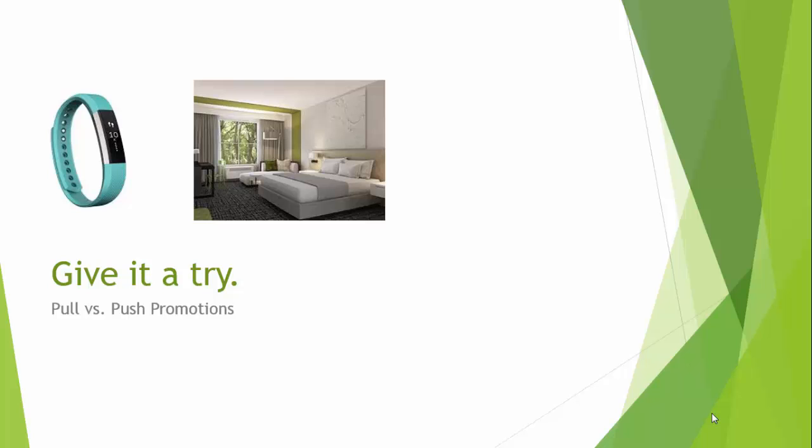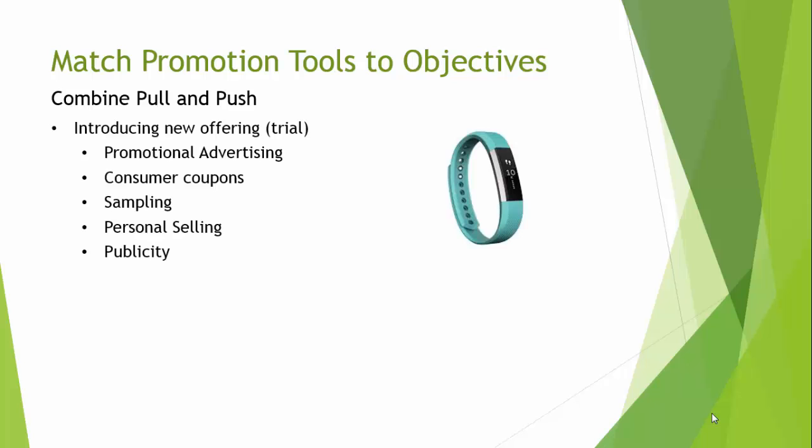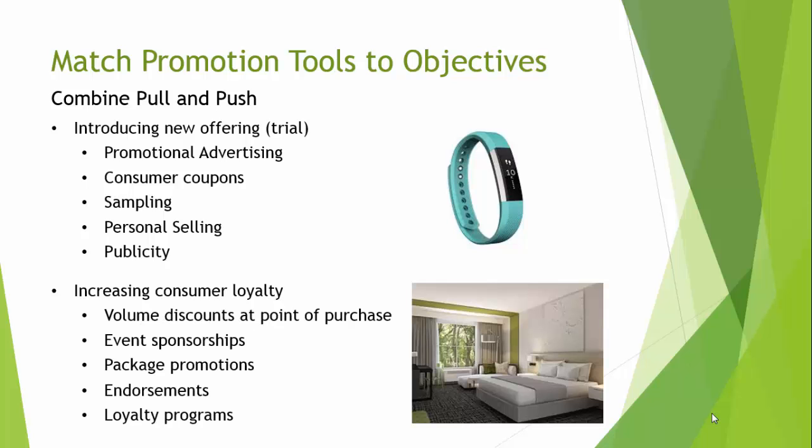So are you ready to give it a try and identify which of these promotions are pull and which are push? If you want to take a moment and pause, go back and watch the first 2 videos, please feel free. Let's see how you do. If you recall, we're combining pull and push. And our first marketing objective is introducing the new offering. Our second marketing objective is increasing consumer loyalty. So which one of these are pull and which one of these bullets are push? And they're mixed up in here. So I'm going to pause for a moment. Please pause the video and see if you can identify which are which.